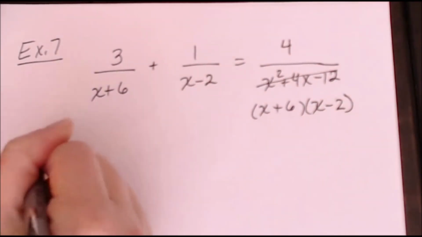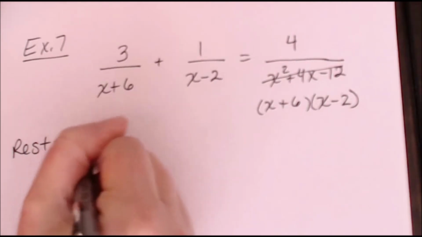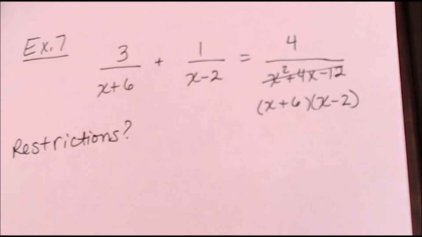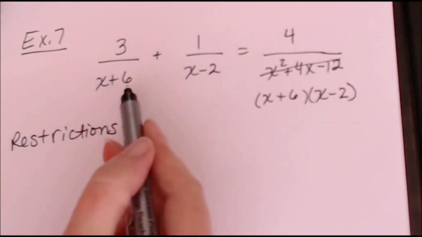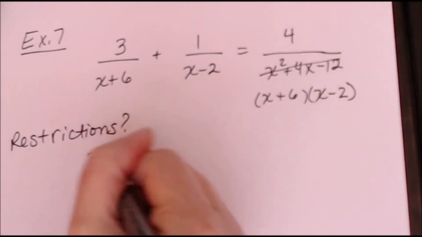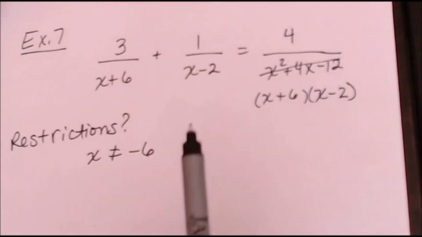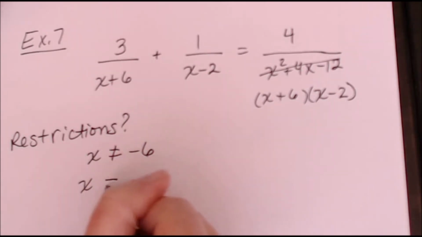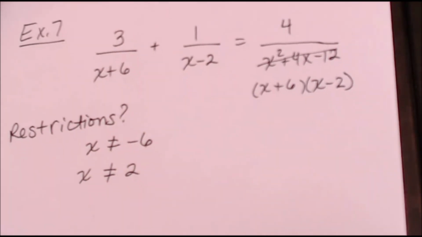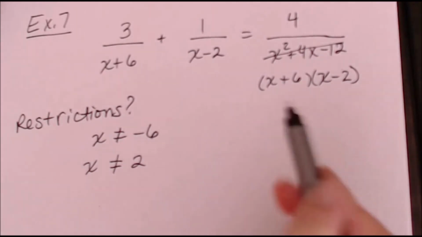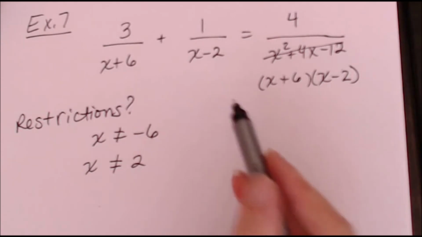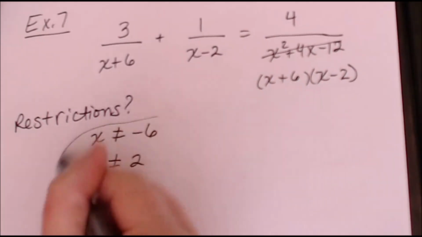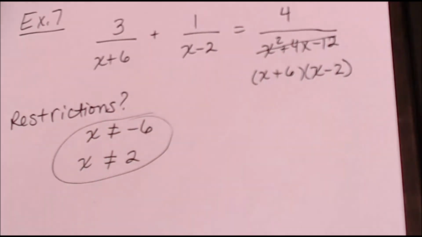So let's go ahead and do our restrictions next. So the restrictions, remember, are any values that would make any of the denominators equal to 0. So for the x plus 6, if you set that equal to 0, you'd get a restriction of negative 6. For the x minus 2, if you set that equal to 0, you'd get a restriction of x can't equal 2. And then lastly, if we set each of those equal to 0, we would get restrictions of negative 6 and 2. So I don't have to do anything else with those. I've already taken care of them. So my restrictions are negative 6 and 2.